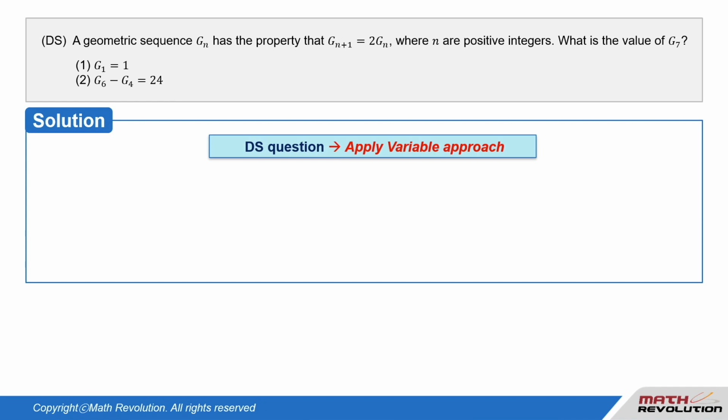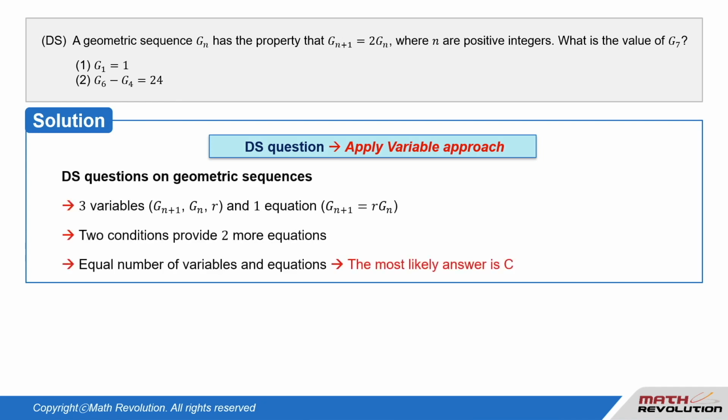Solution. Let's solve this DS question using the variable approach. DS questions based on geometric sequences. Here we have three variables: g of n plus 1, g of n, and r, and one equation: g of n plus 1 equals r times g of n. The two conditions are likely to give us two more equations, resulting in an equal number of equations and variables, so the most likely answer is C.